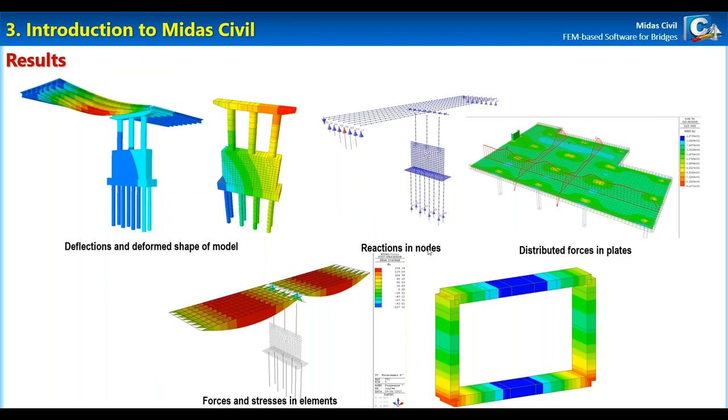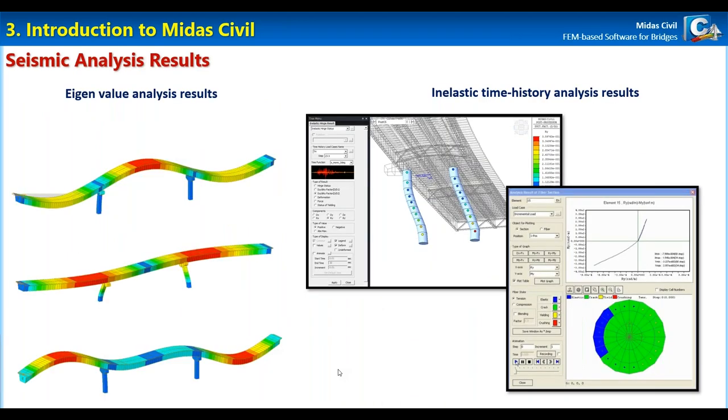So I'm going to go a little bit faster so we can start the demonstration of our culvert bridge after this section. The result can be presented in terms of deflection, deformed shape, reaction in node, distributed force, and the force and stress in elements, as you can see on the screen. For the eigenvalue analysis, you have those different shapes in different modes. And for the inelastic time history analysis, you can have these results here.